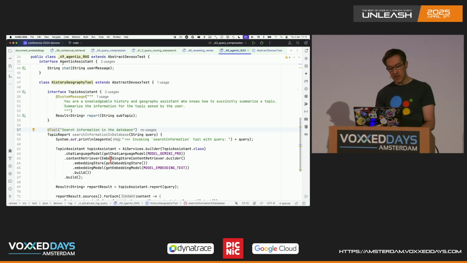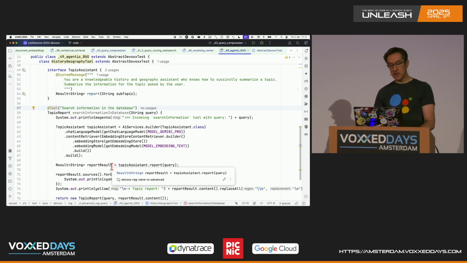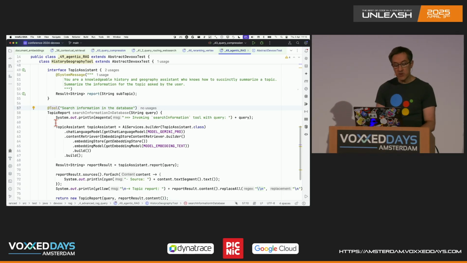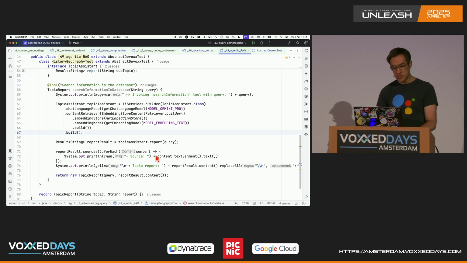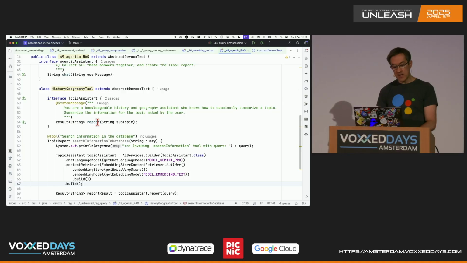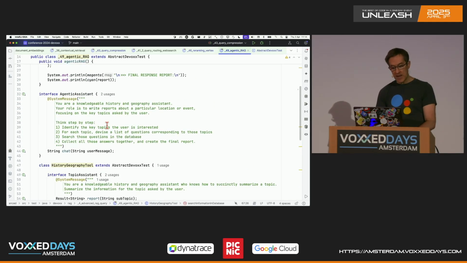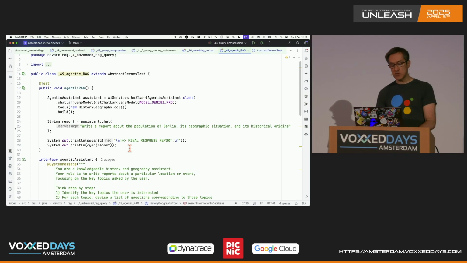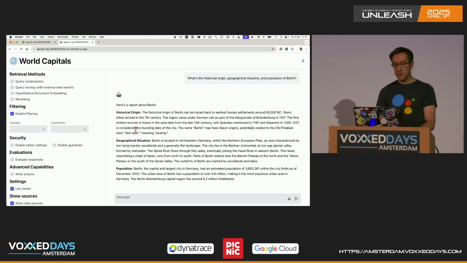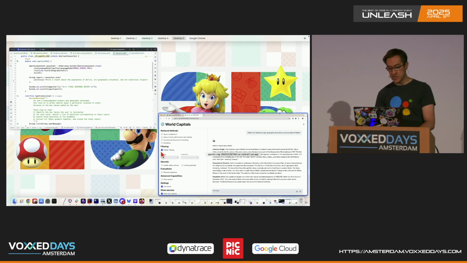I'm annotating things so that, okay, here you can do this, and it's funny because this tool calls another agent. So I have another AI service. This one is going to do the RAG research, fetch the result, create the topic report, and then reply back to the main agent. So it's fairly declarative. And let's see, yeah, I got a report: historical origin, geographical situation, and population. So it's able to answer complex questions.